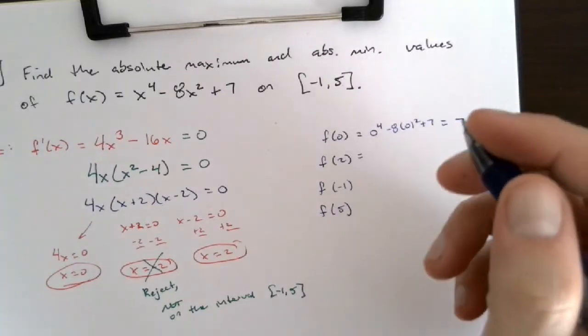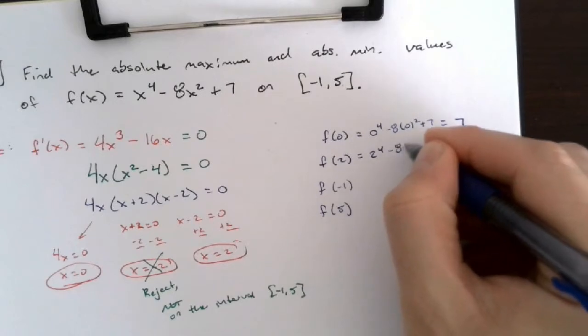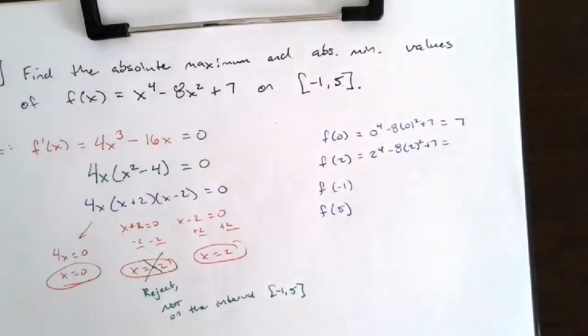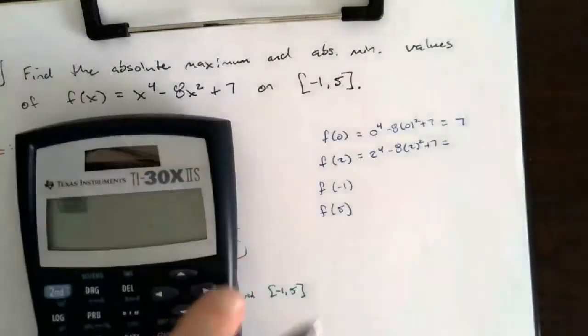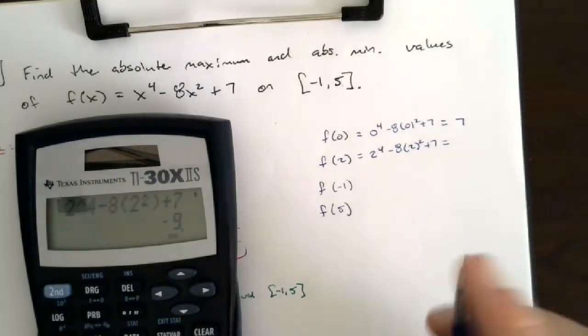F of 2, you would have 2 to the 4th minus 8 times 2 squared plus 7. And you can do this on a calculator if you wanted to. 2 to the 4th minus 8 times 2 squared plus 7. I got -9 there.